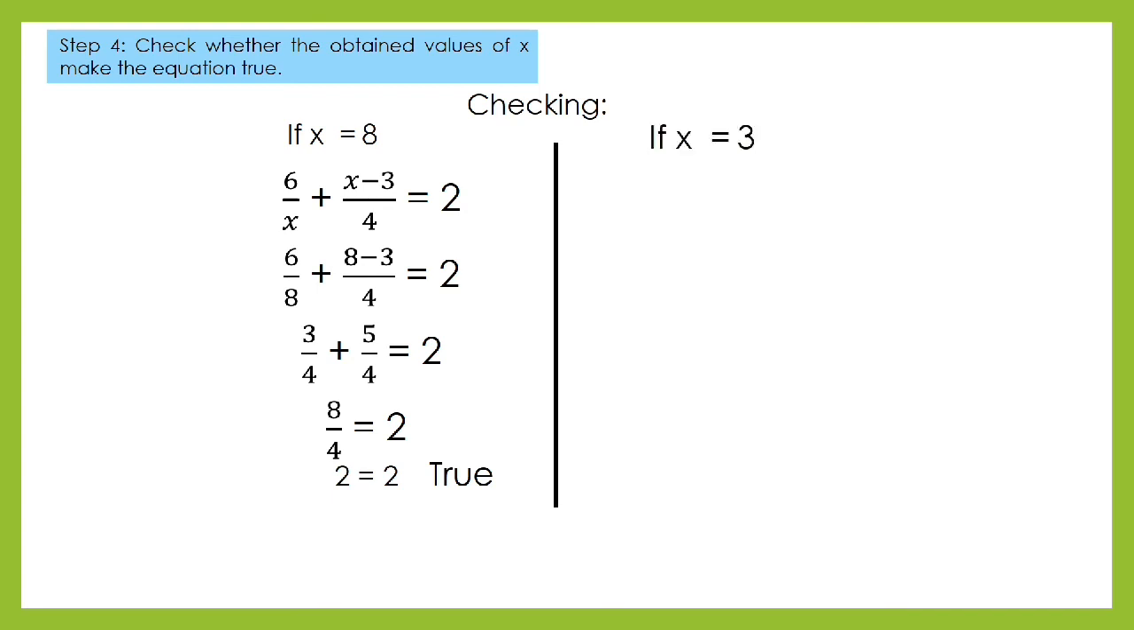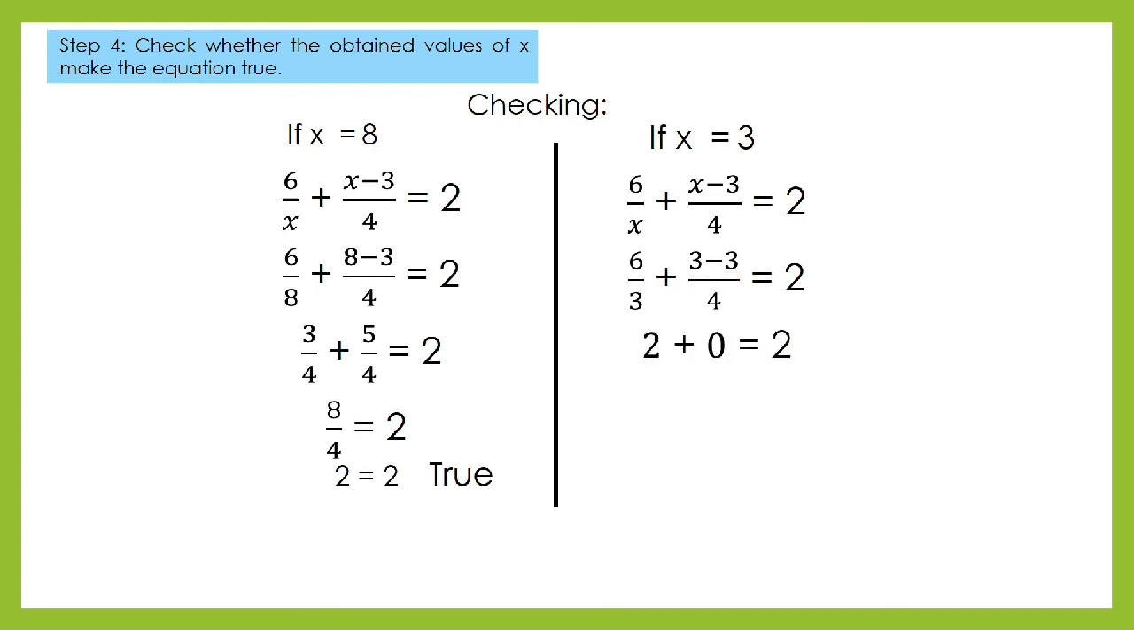Next, root or solution is 3. Substitute to the original equation. We now have 6 over x. X is 3, so we have 6 over 3. X minus 3, x is 3, minus 3 all over 4 equals 2.